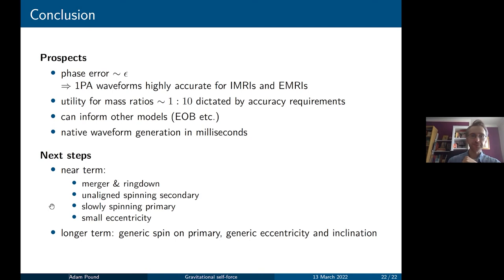We can also easily add small eccentricity, like adding linear in eccentricity perturbations. So that will be kind of like a minimal working model for mass ratios 1 to 10, 1 to 50 for LIGO.